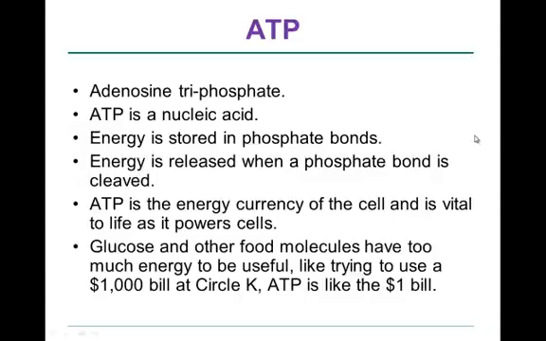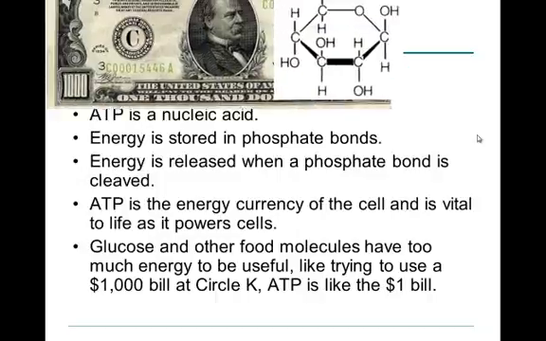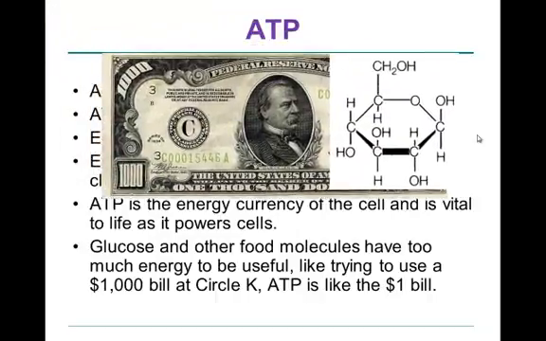Other food molecules have too much energy to be used in the routine energetics of the cell. It's too much. It's very much like trying to buy a pack of gum with a $1,000 bill at Circle K. ATP, on the other hand, is like the dollar bill. It's the currency. So there's glucose, the $1,000 bill, way too much energy.